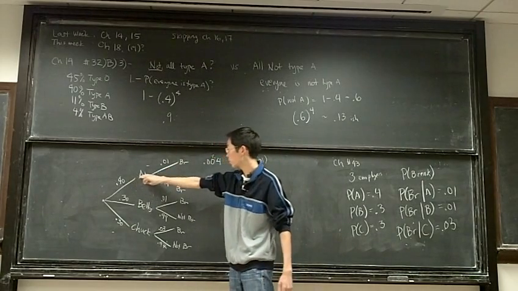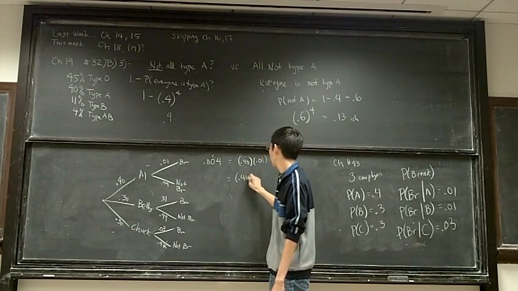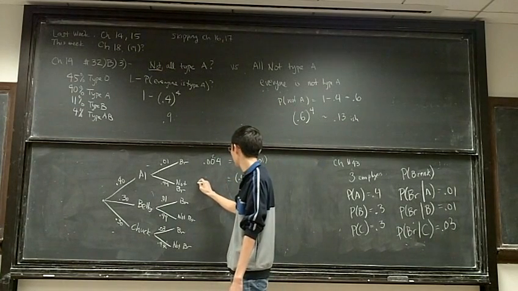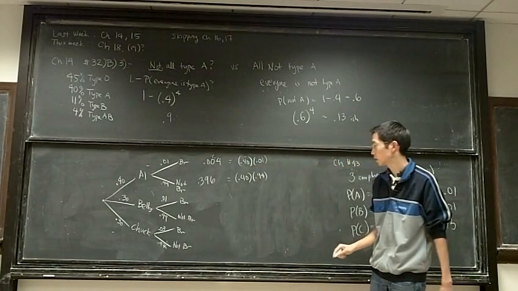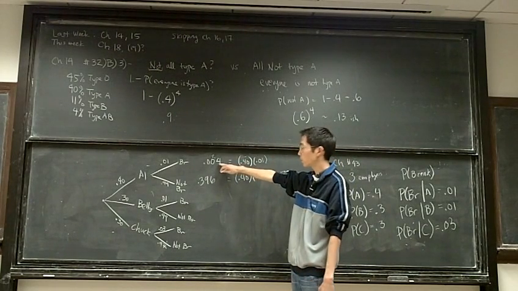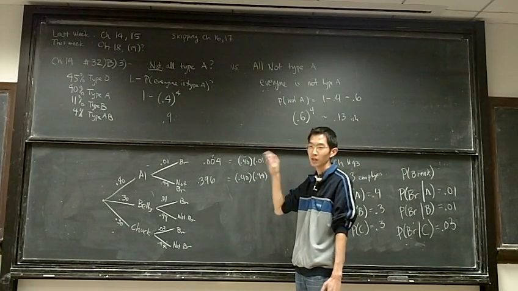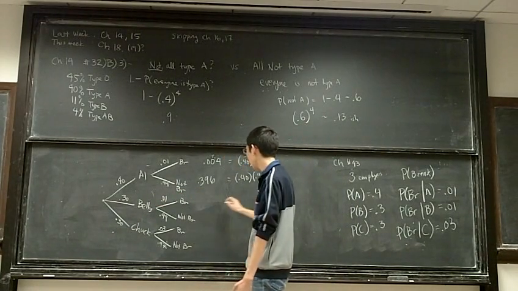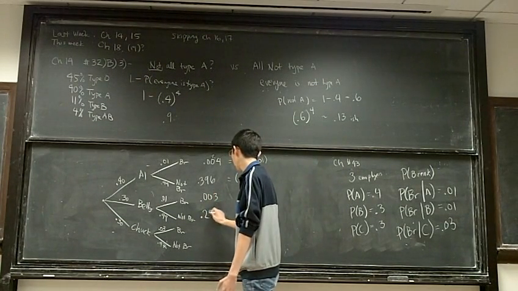Again, 40% of the dishes are washed by Al. 99% of those dishes are not broken. So we have 0.40 times 0.99, giving me 0.396. So in the grand total, about 4 in 1,000 dishes are broken by Al, and 0.396 are dishes that are washed but not broken by Al. Okay? And so following the same math here, I get 0.003, 0.297.